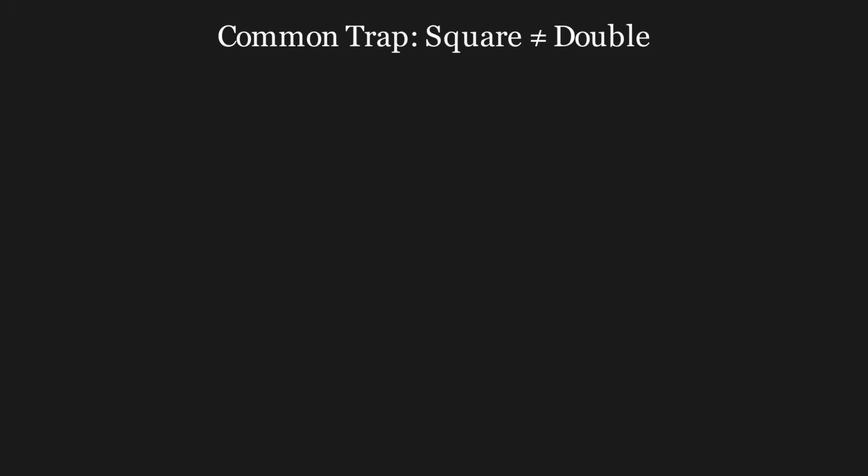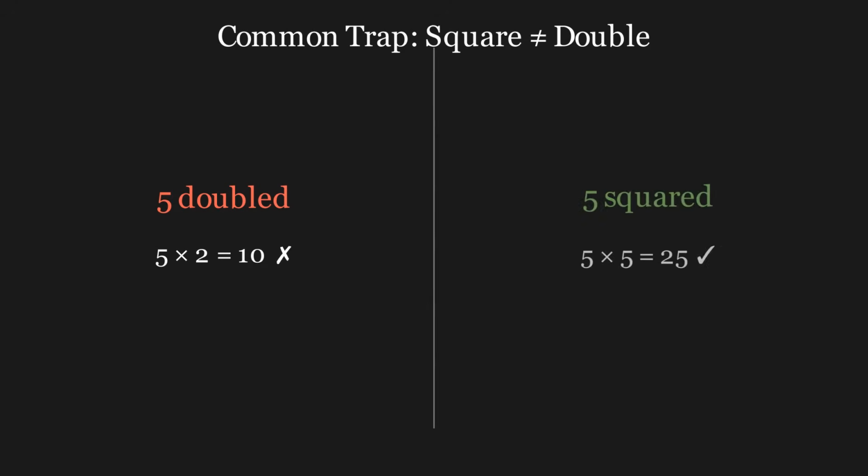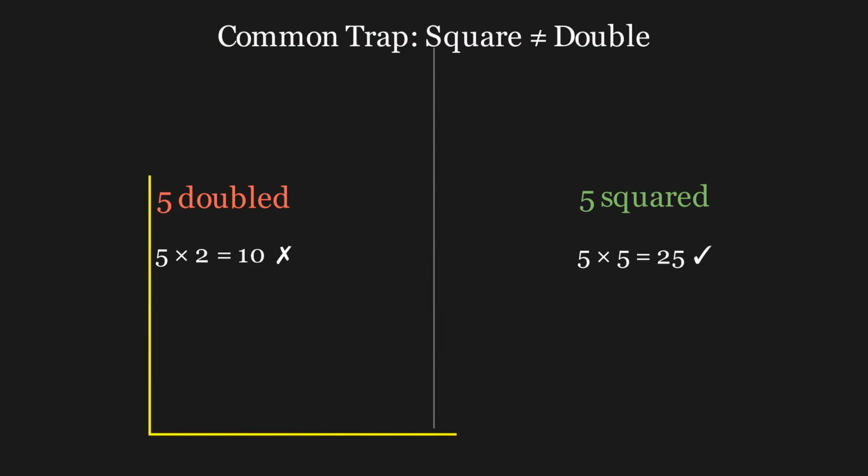One trap worth naming. Squaring a number is not the same as doubling it. 5 squared is not 5 times 2. It's 5 multiplied by itself. 5 squared, not 5 doubled. It's a mistake that costs easy points, because the test isn't asking you to double anything. It's asking how many times the number multiplies against itself. Keep those separate, and you'll dodge a classic test trap.